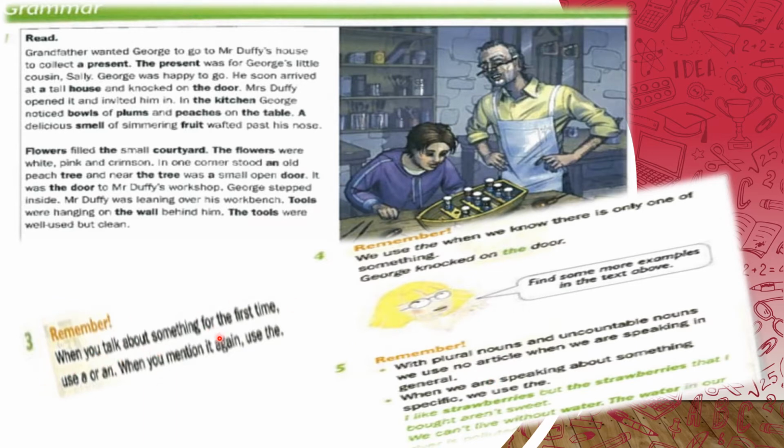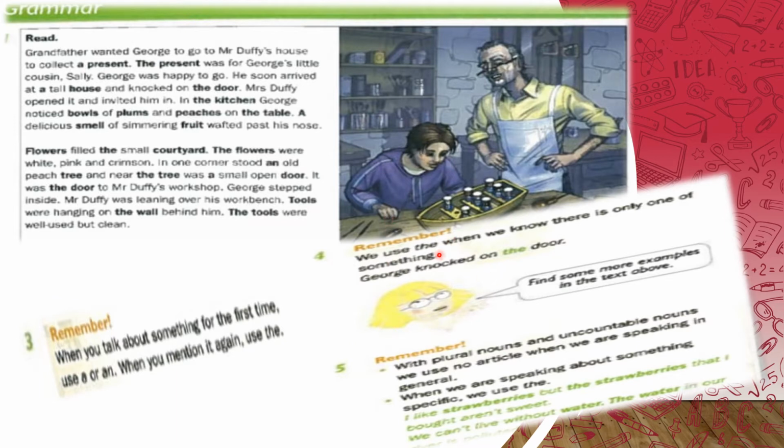When you talk about something for the first time, use a or an. The thing I mention for the first time, I use a or an, depending on the word I have: an for a vowel and a for a consonant. When you mention it again, use the. If we want to mention the same things we mentioned before, we must use the, because they are already known. Note number 2, we use the when we know there is only one something, a specific something. We know what we are talking about.